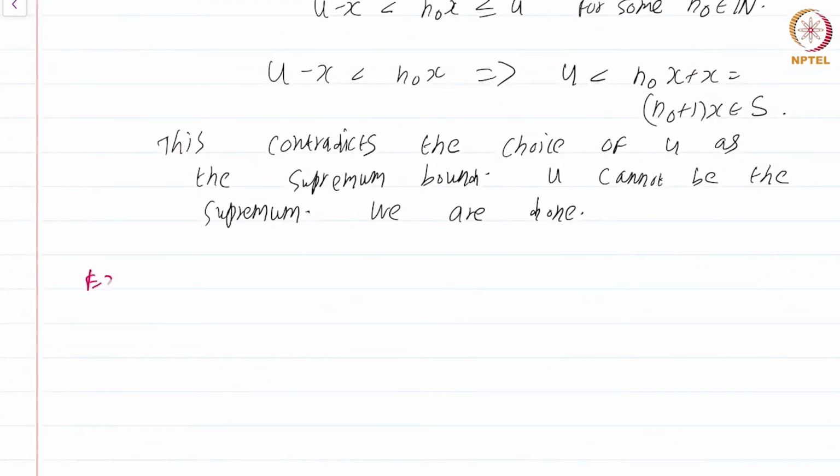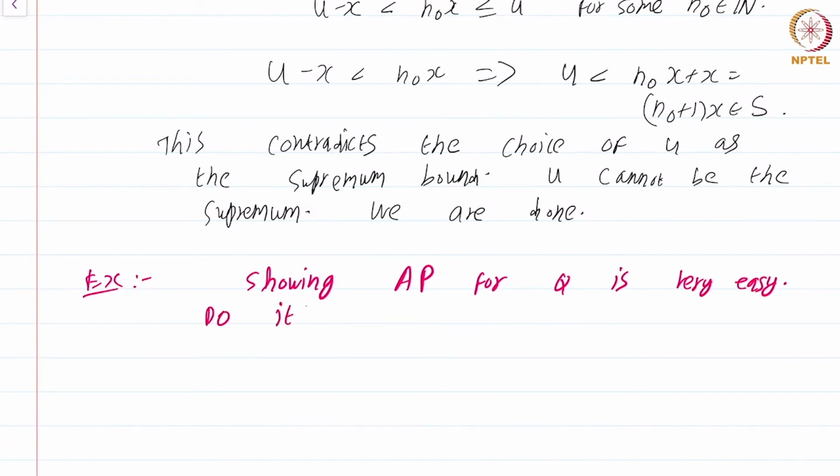Now let me give you an exercise: showing the Archimedean property, which I'll abbreviate as AP, for Q is very easy. You don't need to do any of this complicated stuff. Do it. Okay. Fine. So we have now shown the Archimedean property for any complete ordered field.